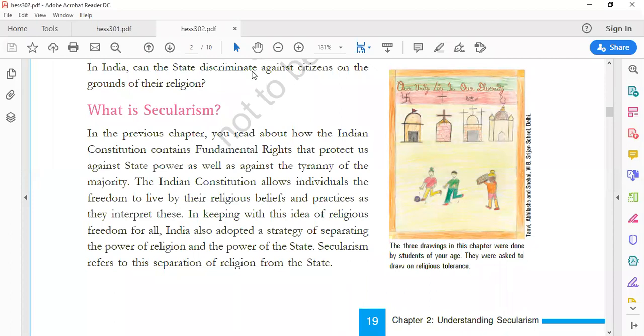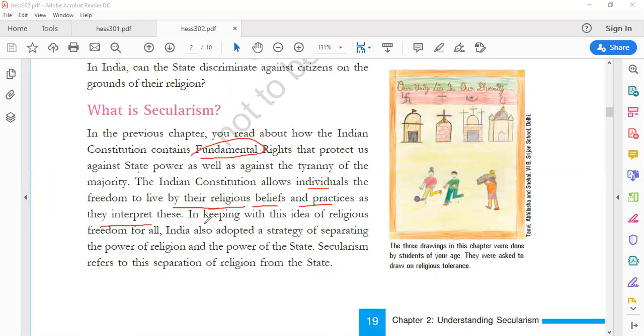Fundamental rights, what are they doing for us? It is protecting against others also, it is protecting against the state also. The Indian Constitution allows the freedom to live by their religions. Every individual is given freedom to live by their religion. It gives the freedom to practice your own religion, religious beliefs and practices as they interpret them.